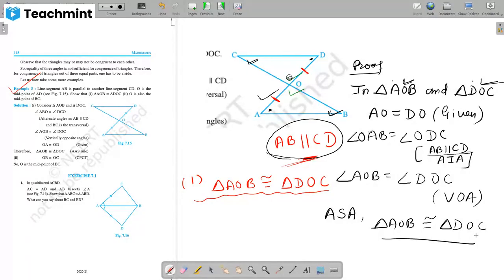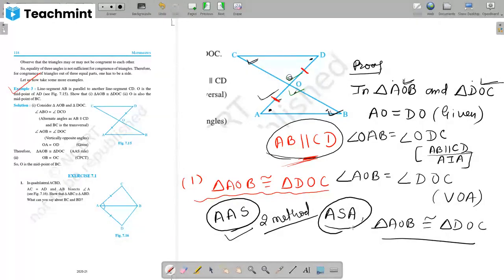Ma'am, I was asking that can angle C and B be equal? Yes, they are also equal. So we can also prove these two triangles congruent by which criteria? By angle, angle, side. Am I right? Angle, angle, side. Yes. Is it correct? Can we also use this angle angle side criteria? Yes, ma'am. Yes. So ma'am, there are two methods to solve this question. One by using this AAS criteria, another by angle side angle.